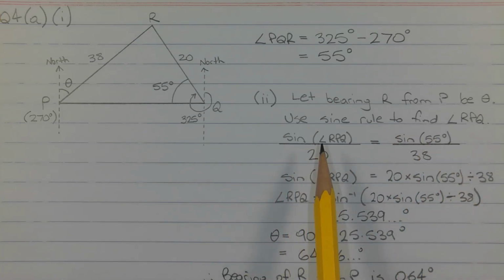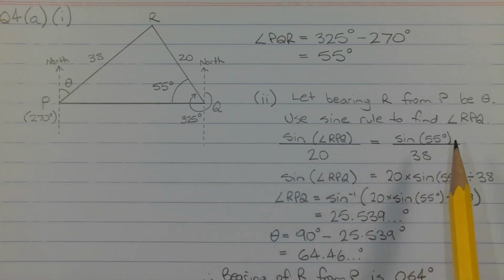So sine angle RPQ over 20 is equal to sine 55 degrees over 38. I'm going to make sine angle RPQ the subject by moving the 20 over to the other side. So it's being divided here. When we move it over to the right hand side, it's multiplied. So sine angle RPQ is equal to 20 times sine 55 degrees divided by 38. Sometimes it's easier to write it in this form rather than in fraction form.